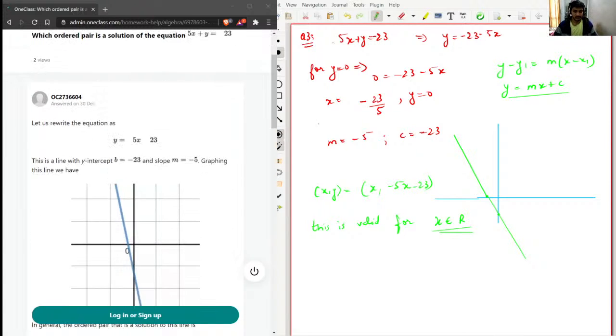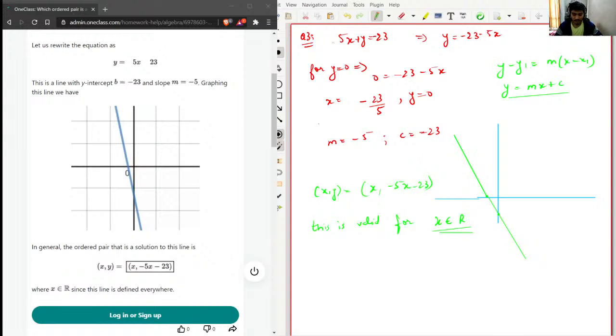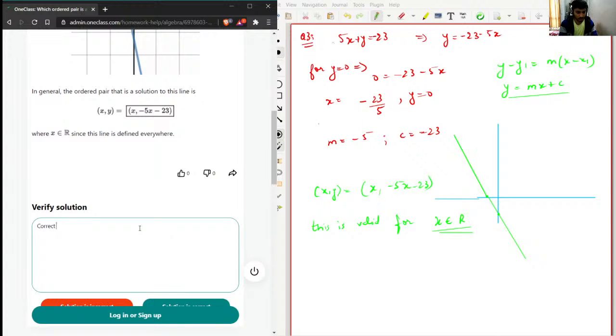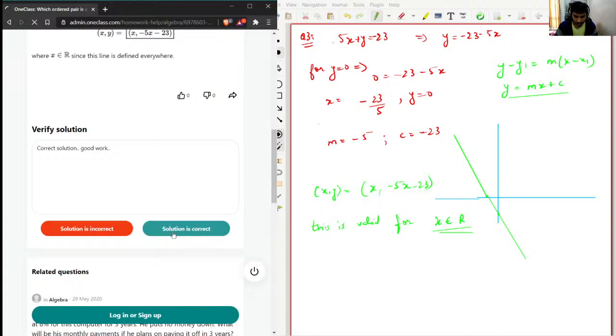So in such kind of questions, we just draw the graph and see whether we have any discontinuity or any asymptote, and we skip those parts where we have a discontinuity or asymptote, excluding all those values. Whatever values where the function is defined is taken in the range of the domain. So here also I can say the solution given here is correct. So correct solution. Good work. Solution is correct.